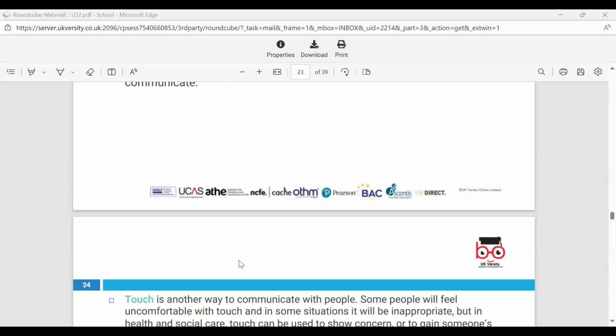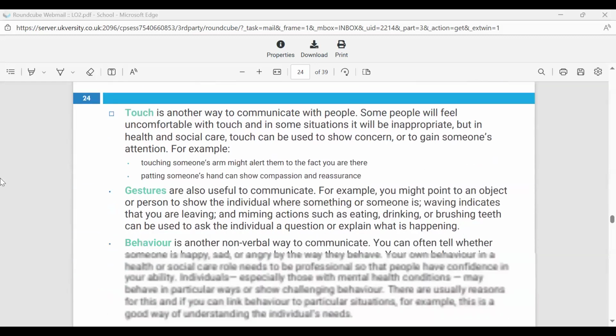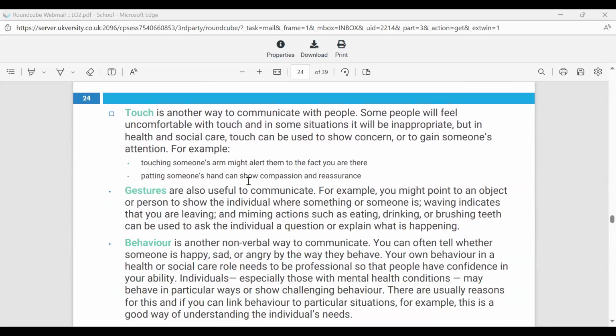Touching, as we mentioned, is one of the things that people don't like doing. Some people feel uncomfortable with it, especially after COVID. And in a health and social care profession, touching someone's arm may alert to it. Patting someone's hand in compassion. Certain gestures people don't like. I feel uncomfortable because I have long COVID, so I don't like people sneezing in front of me, because I'll end up getting a cold quite quickly because of my immune system. So inappropriate or uncomfortable touching can lead to other things.